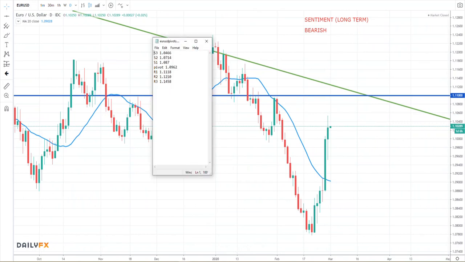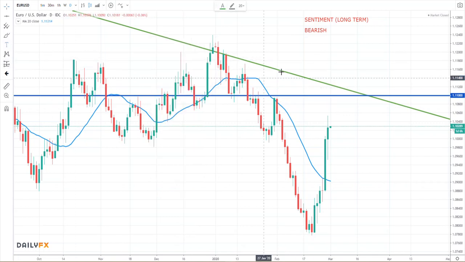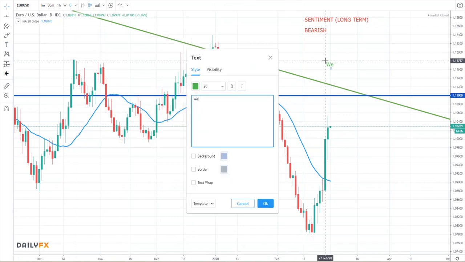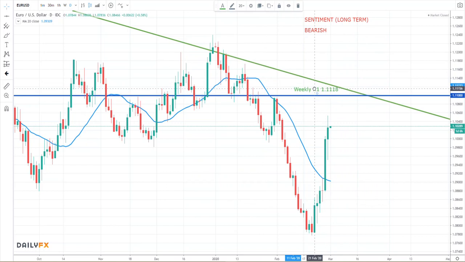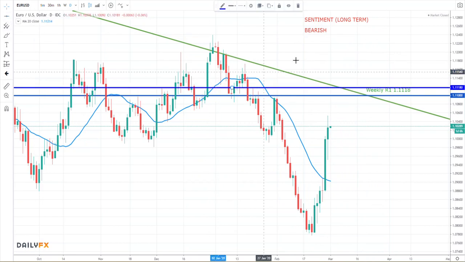So I've got our pivot points pulled up here. Let's look at weekly R1 at 1.1118. So that makes sense. We think about support and resistance as a zone, so that should really be represented by two lines. So there you go, weekly R1.